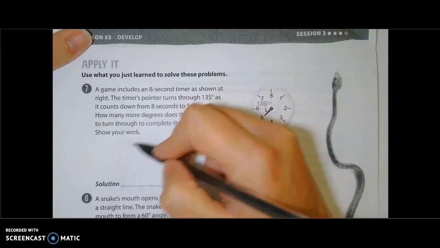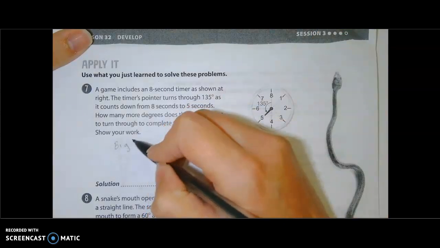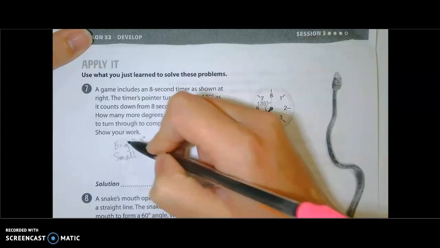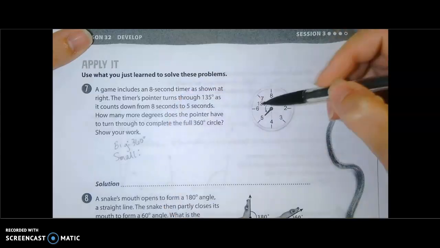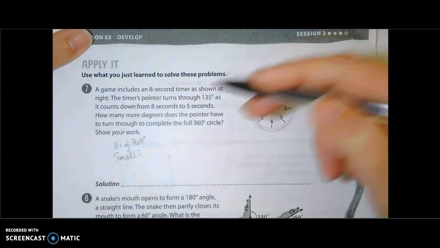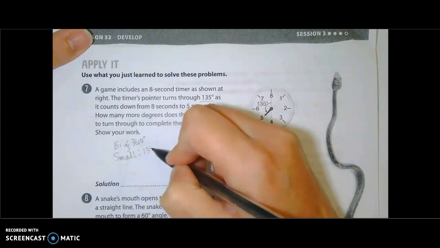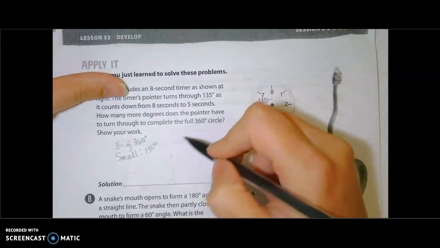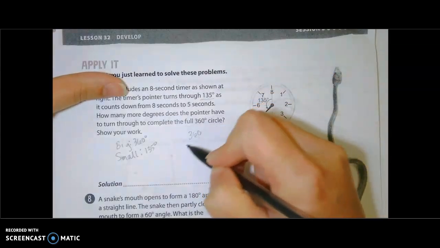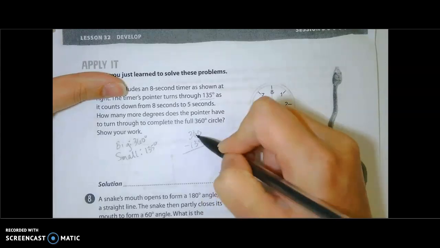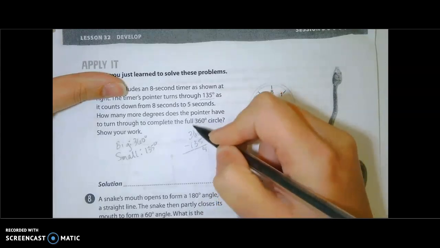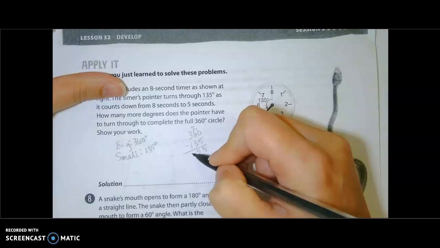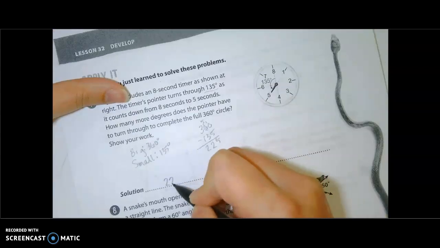So I know that I have a big angle at 360 degrees. I have a small angle, and this is what I mean by big versus small. The small angle is part of our big angle, and it's 135 degrees. Because I have a big and a small, and I'm looking for the other small, we're going to subtract. So 360 minus 135. That's going to give us a 5. 5 minus 3 is 2. 3 minus 1 is 2. So our solution is 225 degrees.